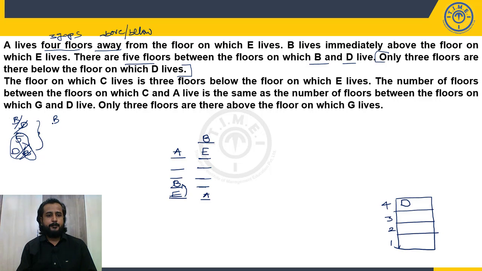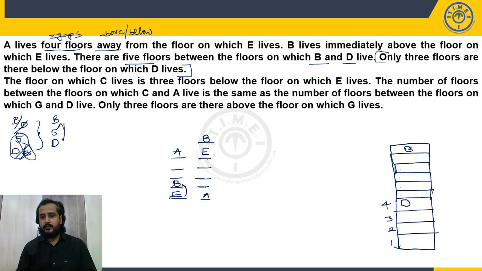So what I can confirm is that B is above D. And how many gaps will be there between them? 5 gaps. So let us take the 5 gaps: 1 gap, 2 gaps, 3 gaps, 4 gaps, 5 gaps. We got some point here, so you can extend the arrangement. After 5 gaps, what can I take? B. So what is the floor number on which B lives? 5th, 6th, 7th, 8th, 9th, 10th floor. Clear?